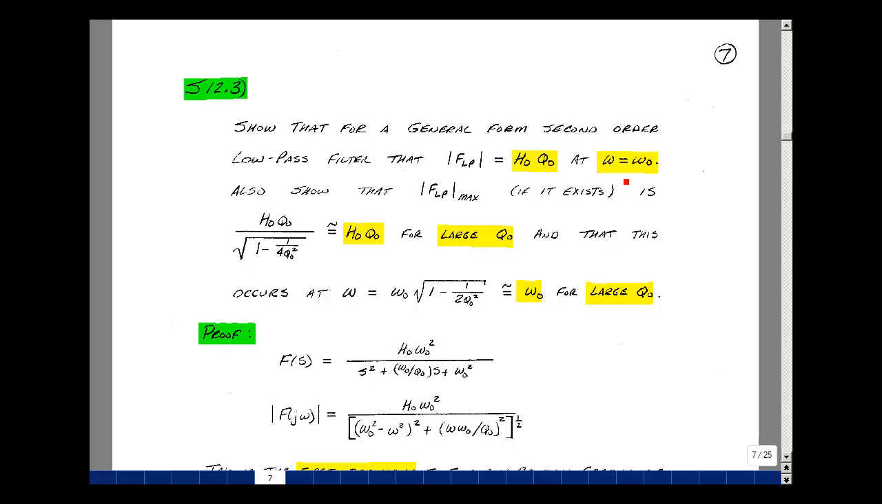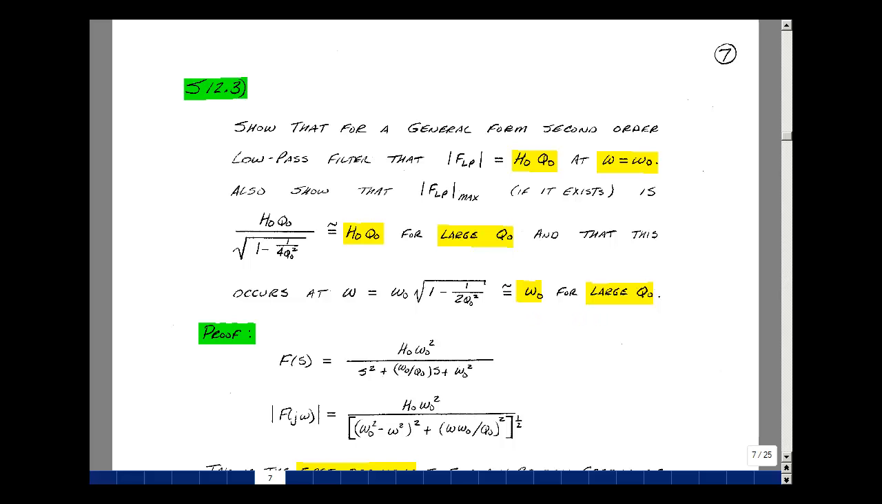And can you further show that if the magnitude has a maximum, it has a value equal to H0 Q0 divided by the square root of 1 minus 1 over 4 Q0 squared, and that that's approximately H0 Q0 when Q is large, and that this occurs at a frequency omega equal to omega naught times the square root of 1 minus 1 over 2 Q0 squared, and that this is also approximately equal to omega naught when you have a large value of Q0.